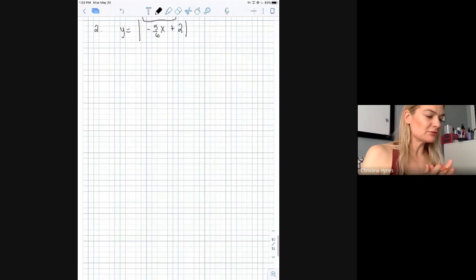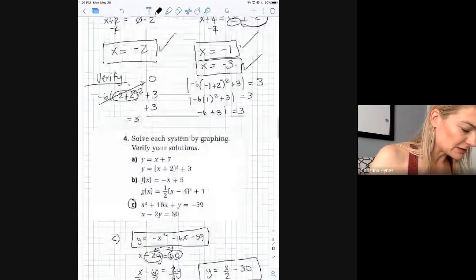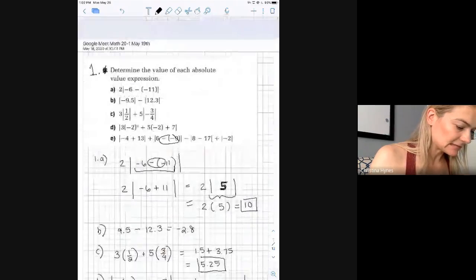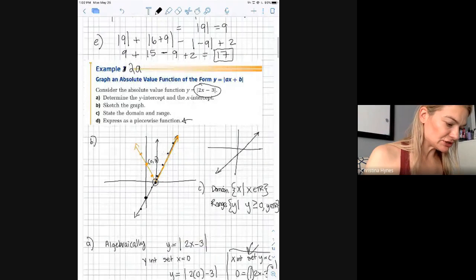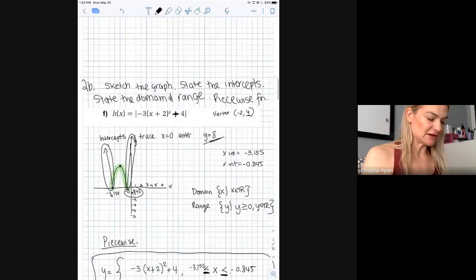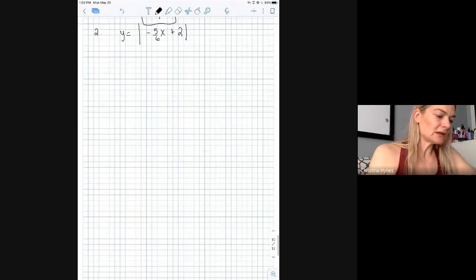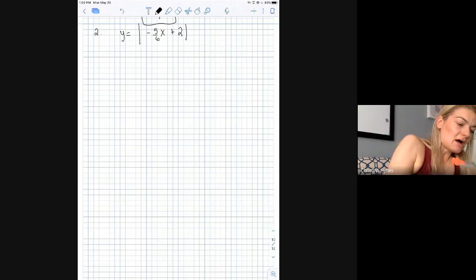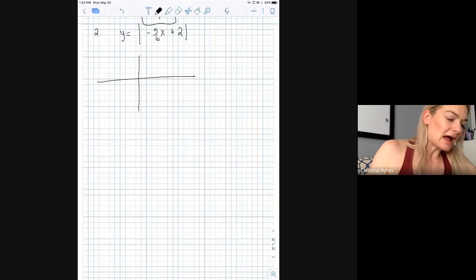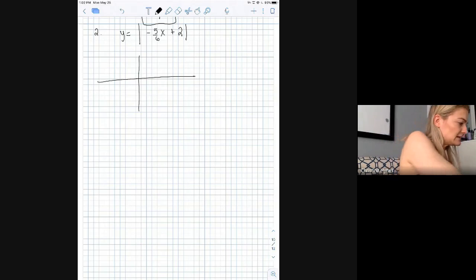Okay, so question number 2, I'm trying to remember what the questions were. Question number 2 wants you to determine the y and x intercept, sketch it, domain and range, and the piecewise function. So let's do this one. So step 1, I'm going to graph this and then sketch what it looks like. I'm just going to write it down so I don't forget it: -5 over 6 x plus 2.